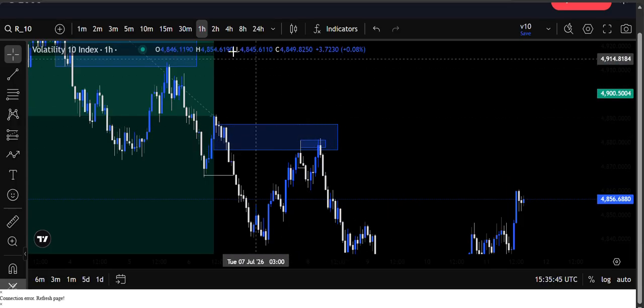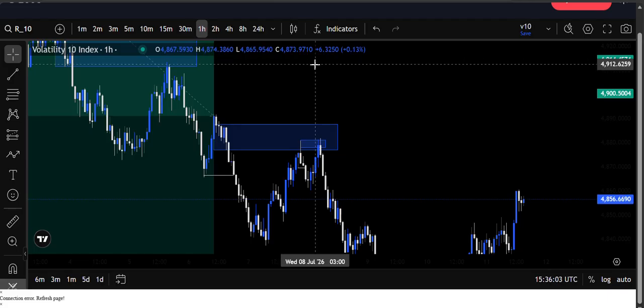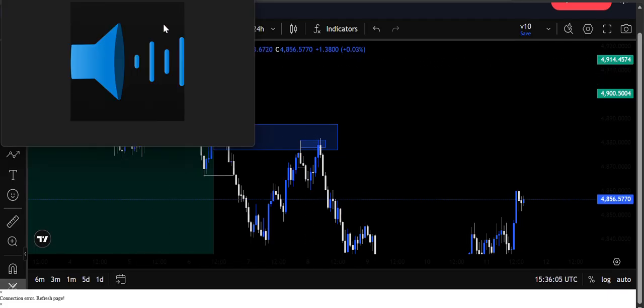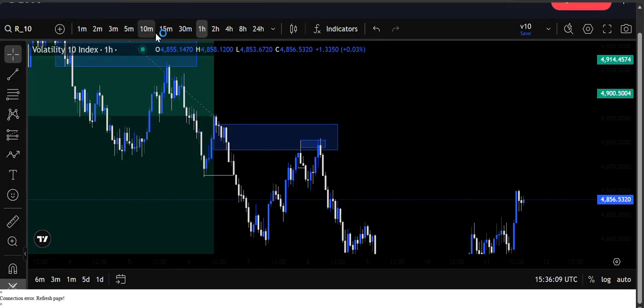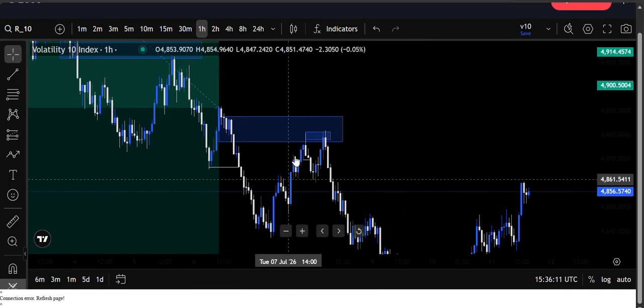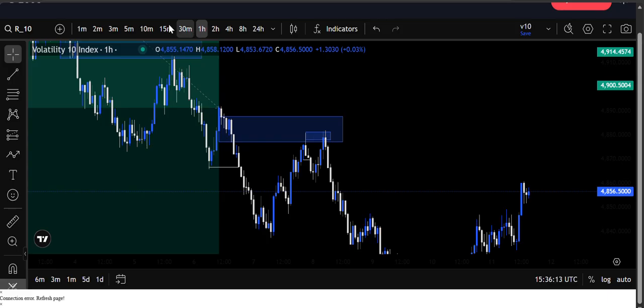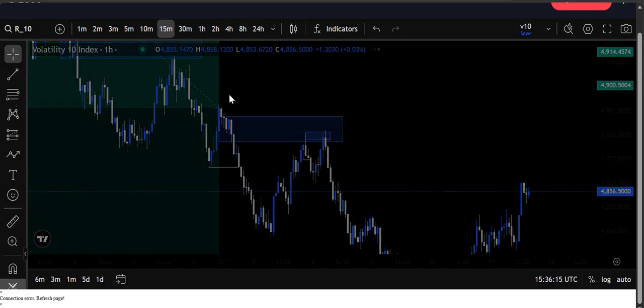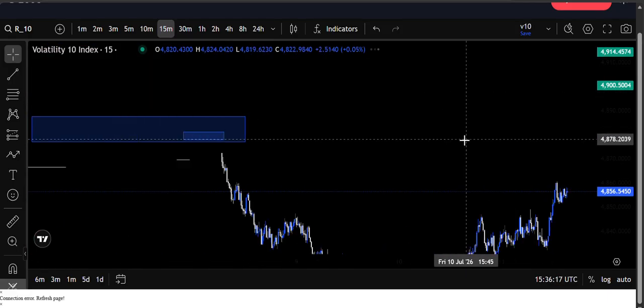So now our entry is usually on the 15 minutes, 10 minutes or 5 minutes time frame. Price got into our zone, so let's look out for our entry. Let's go to our 15-minute time frame.